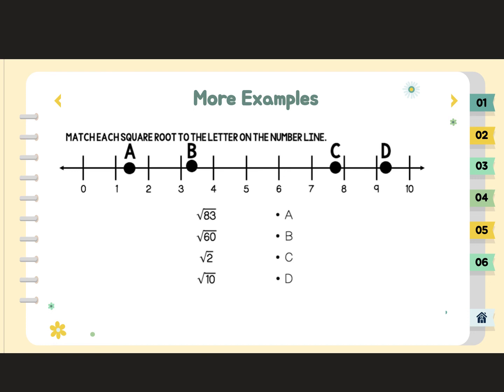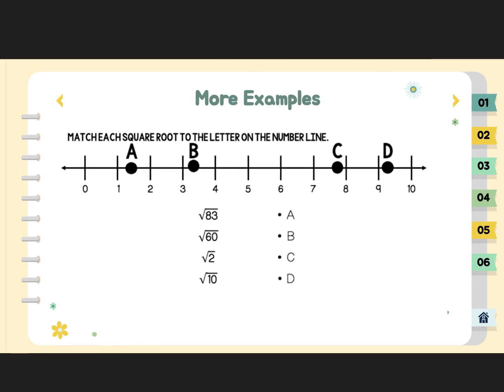All right, so here we can see the square root of 83. We know that 9 squared is going to give us 81, and we know that 10 squared gives us 100. So 83 is going to match up with D. For the square root of 60, we know that 7 squared is 49 and 8 squared is 64. So we know that 60 is going to match with C.